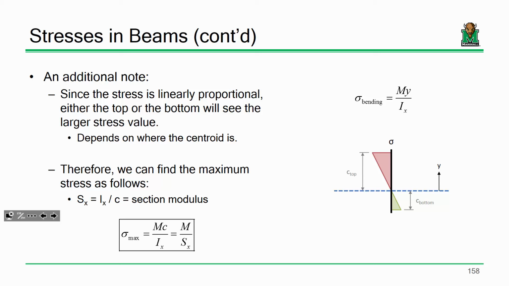If we take this moment of inertia, which is a section property, and divide it by C, which is also a section property, it's a distance on the section, then we can calculate what's called a section modulus. And a section modulus is basically just the moment of inertia divided by C, divided by that extreme fiber distance. And the reason why that's convenient is I can just calculate my sigma max directly by just saying M over S. Pretty straightforward. Yes, sir.